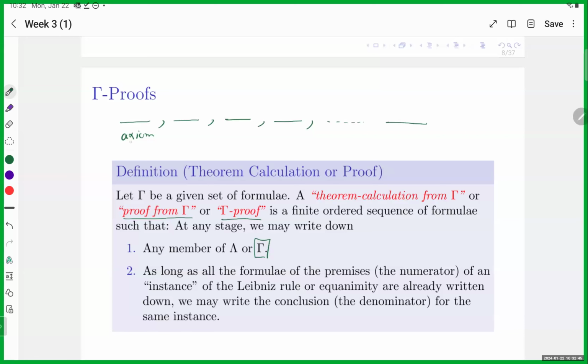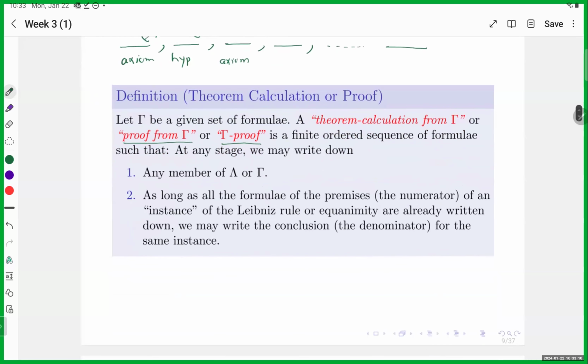So at any step, I can write an axiom. I can write an axiom here, but maybe at the second step, I wrote a hypothesis. A hypothesis means a member of gamma. So here, this would be a member of gamma. This would be a member of gamma, and so on. So this is the first restriction, the first law.